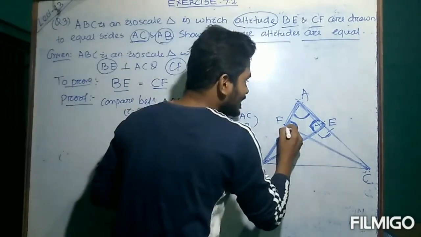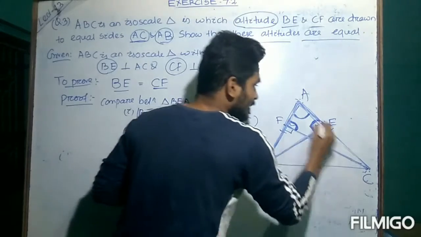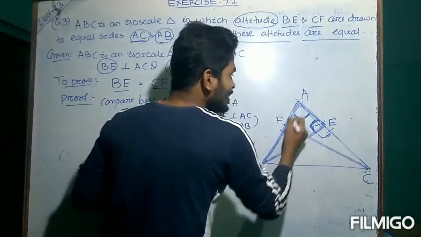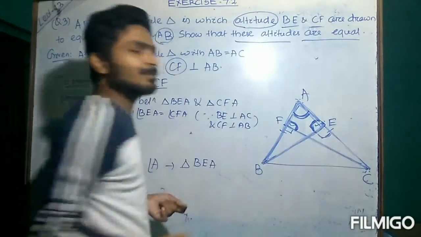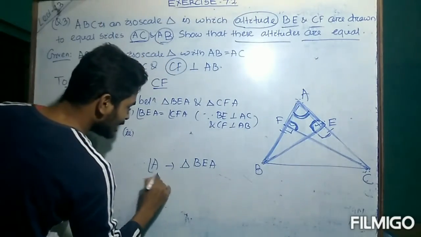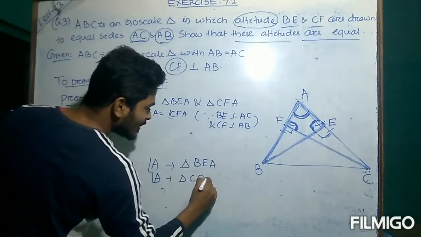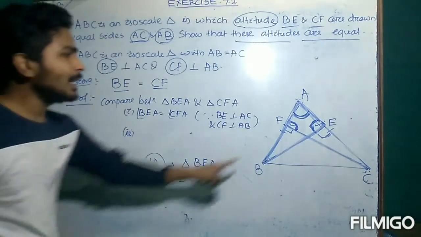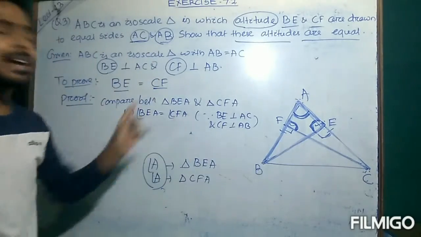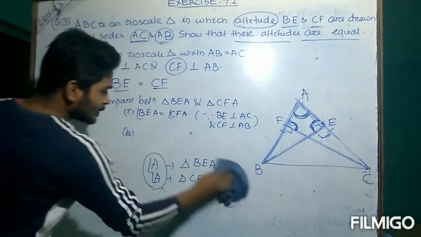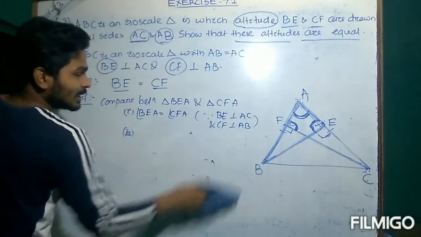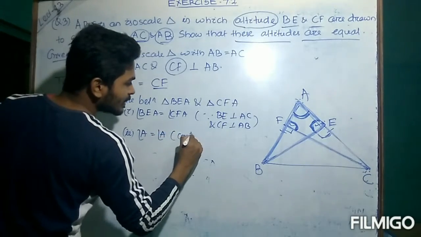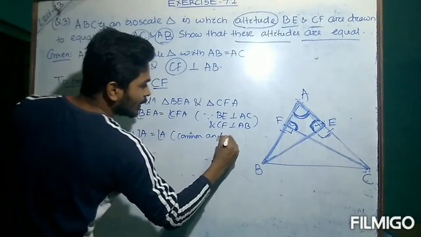Now, if we consider this as a triangle, CFA, in this triangle this is also an angle. So A is also an angle of triangle CFA. Now, what do we find here? We find that A is the common angle to this triangle and this triangle, to both triangles. So we can write that angle A is equal to angle A, that is, the common angle.